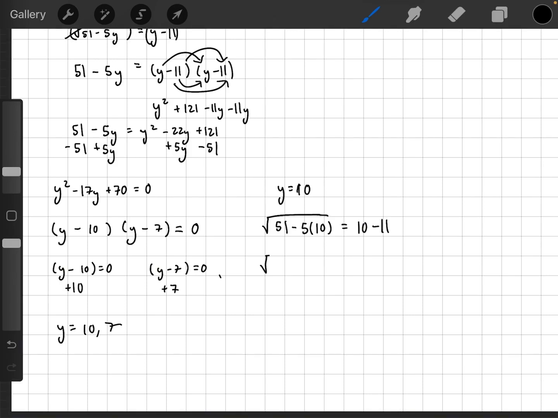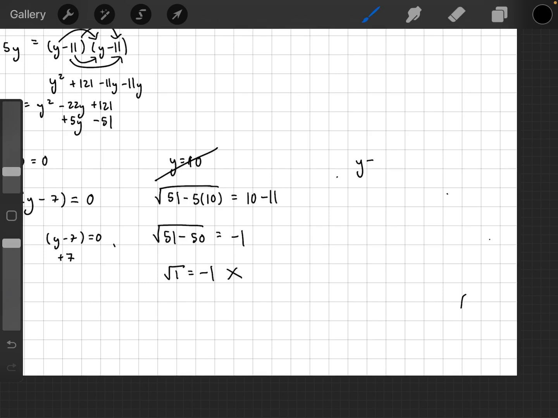So the square root of 51 minus 5 times 10, which is 50, equals 10 minus 11, which is negative 1. So we have the square root of 1 equals negative 1. Now this is not true, so 10 cannot be one of our solutions.